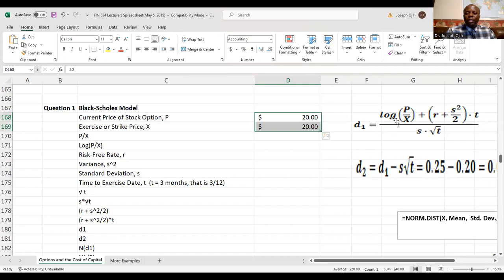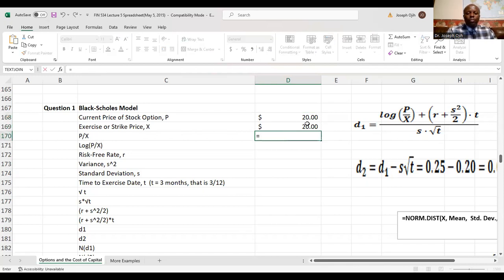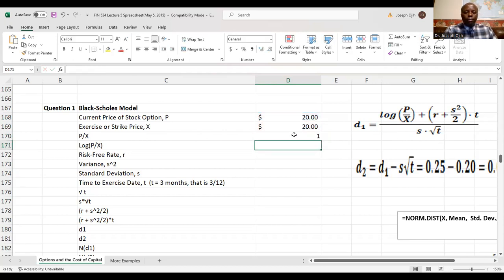The D1 formula is more complicated, so I'm going to get this part separate, get this part separate, and get this part separate, then combine them. I'm going to start from here. P over X will be equal to P, which is right here, divided by X, which is the strike price. Then press the enter key, and that gives us 1.